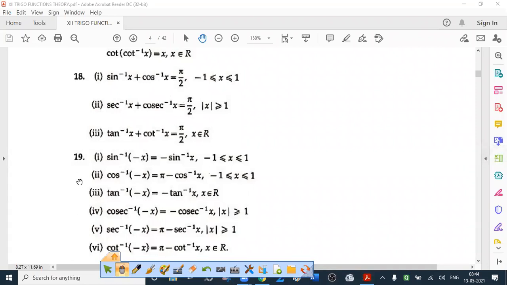Okay. Now result number 19. Sine inverse of minus x is minus sine inverse x. Tan inverse of minus x is minus tan inverse x. But note that cos inverse of minus x is not minus cos inverse x. It is pi minus cos inverse x. See, logic is simple. What is the range for cos inverse x? It is closed interval 0 to pi.